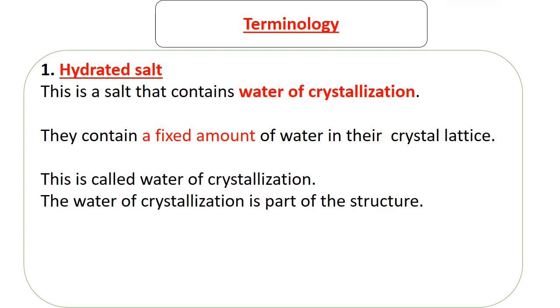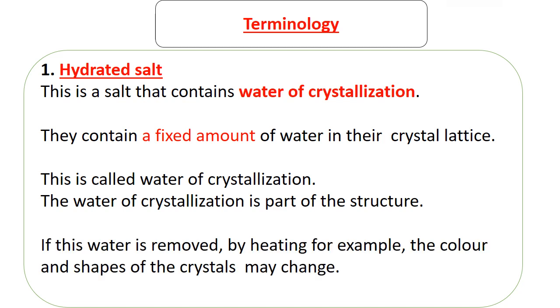Like I said, the water of crystallization is part of the structure. That is just an emphasis. If the water of crystallization is removed from the crystal by heating, for example, the color and shape of the crystals may change. When you remove that water, the color can change. For example, if it is blue, it might turn into another color, and also the shape might change. Usually they might end up becoming powdery. So that's all about hydrated salts.